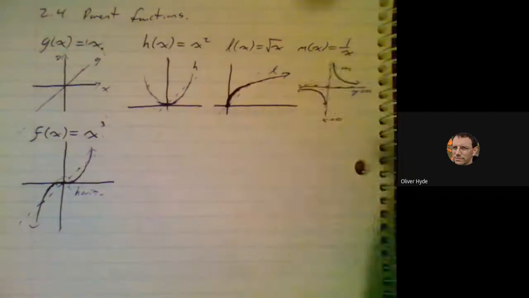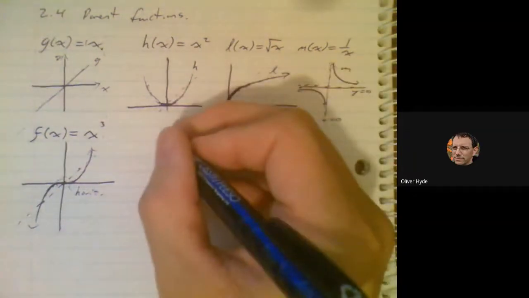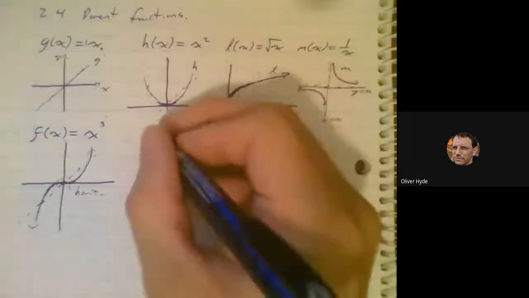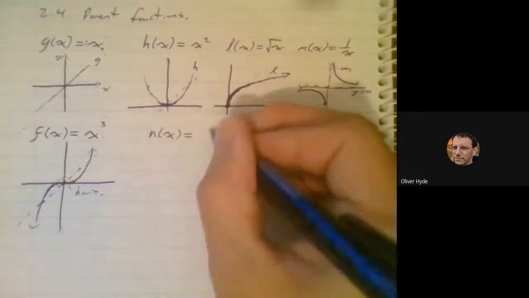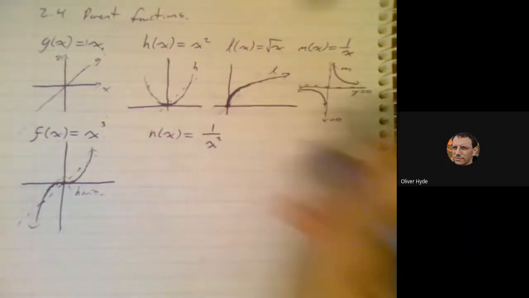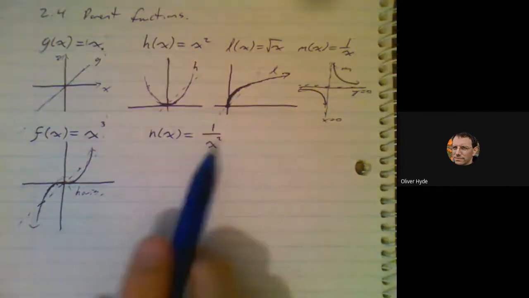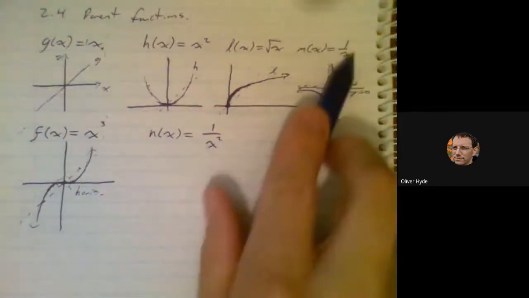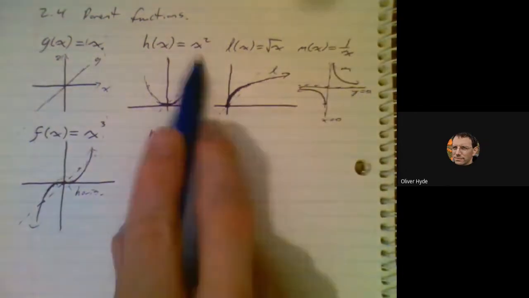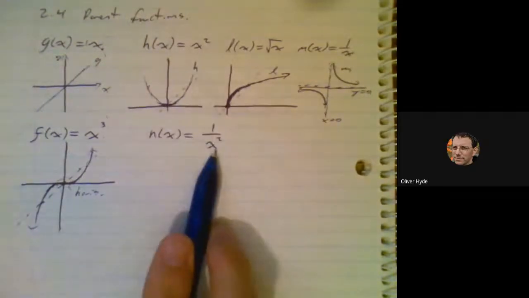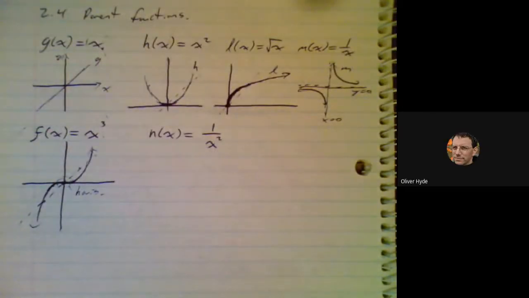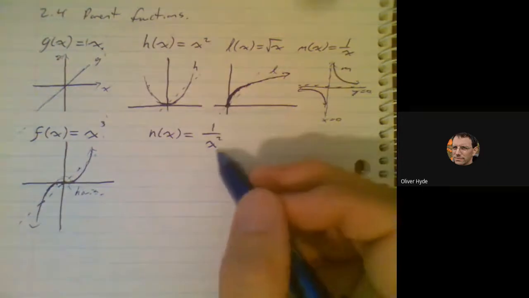Let's just do G, I'm running out of letters, n of x equals the reciprocal of the square of x. So I'm wondering if it has features kind of like this curve because it's a reciprocal curve, and I'm wondering if it has features like this curve because it's a quadratic curve. Let's think about our domain and range here.